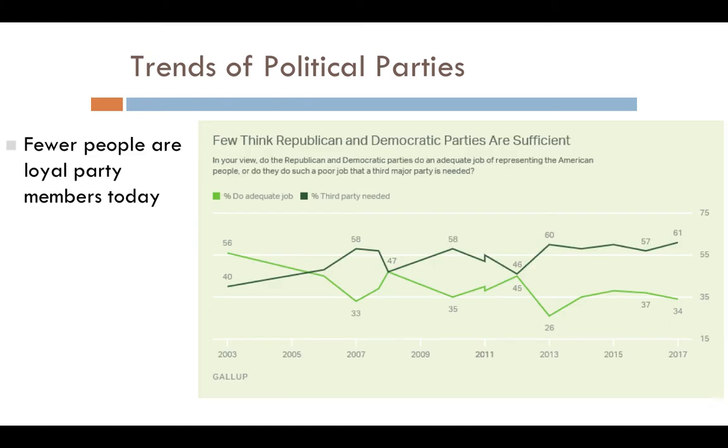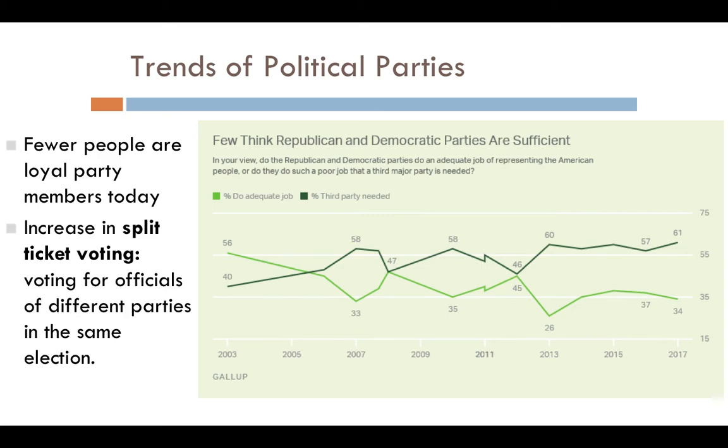Trends of political parties. Fewer people are loyal party members today. So back in the day, there used to be a little bit more connection to political parties, but more and more people are less loyal to their political party. There's an increase in split ticket voting. That means voting for officials of different parties in the same election. So if you're voting in 2020, you'll vote for some Republican and some Democrat because you're looking at not so much the political backing, but at the individual themselves. Or maybe you're trying to just bring balance to the two party system.